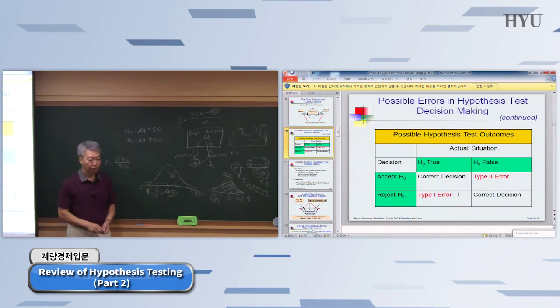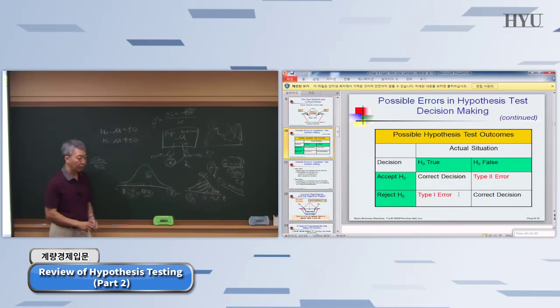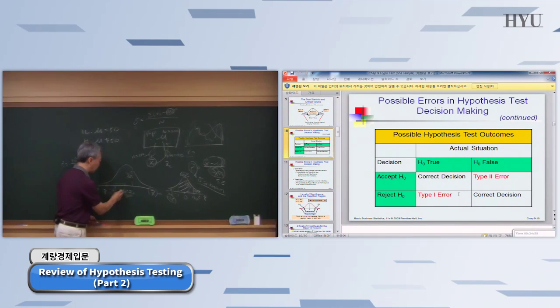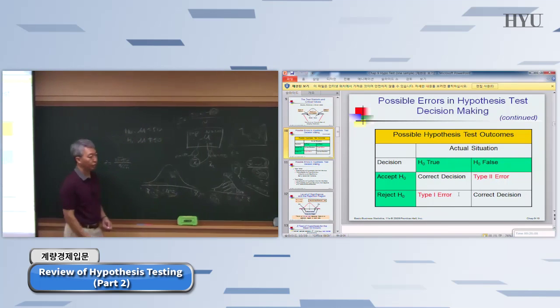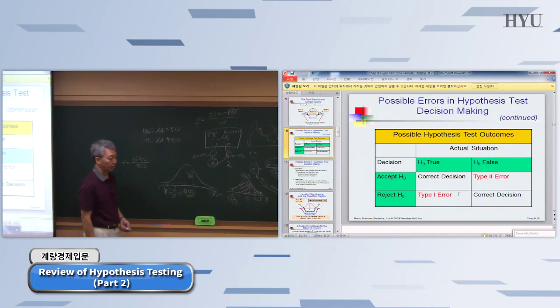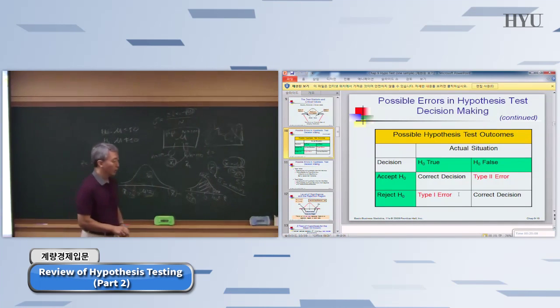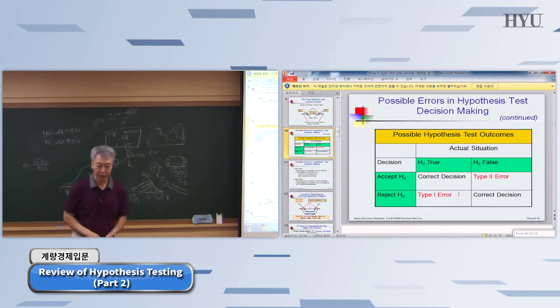However, you could be still making an error. In other words, as you said, if your sample was bad, right? Somehow you selected a bad sample and sample does not represent the population, right? Then it is still possible that population mean is actually 50, but somehow you decided to reject the null hypothesis, right? That's type 1 error, right? Well, we can control the risk of type 1 error, right? By setting up alpha level, right?